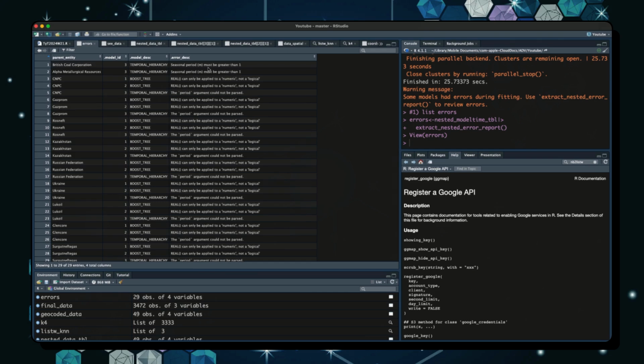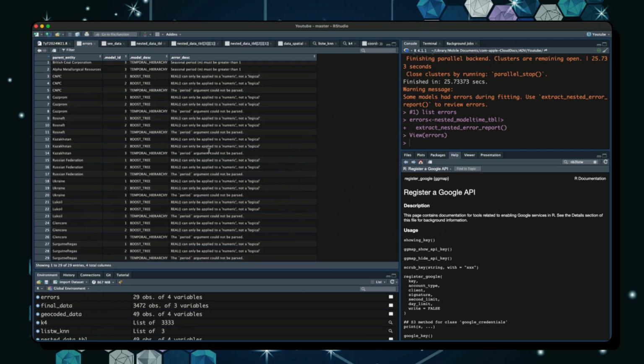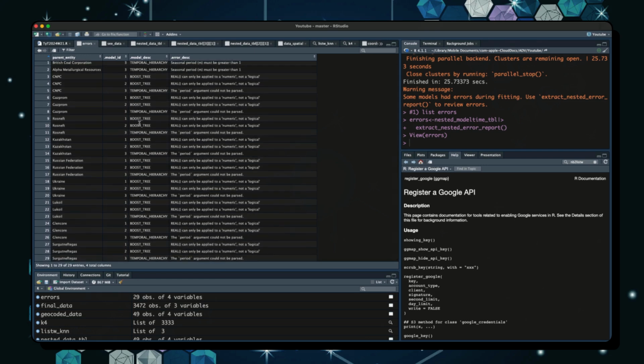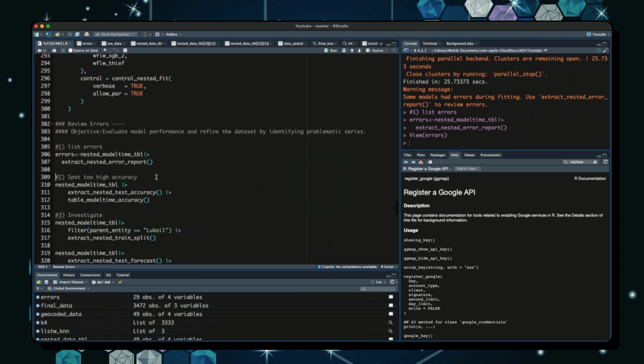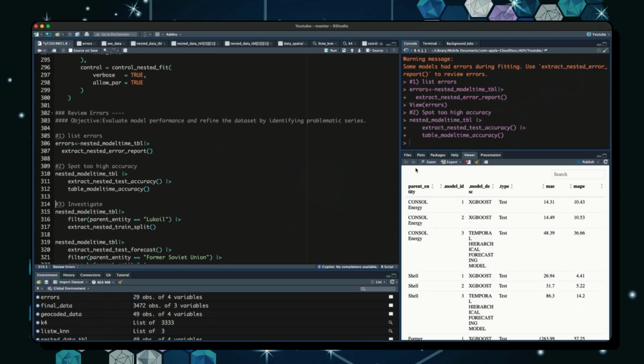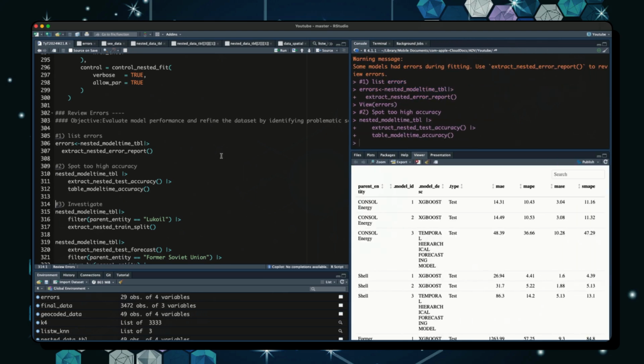So we have an error that says seasonal period M must be greater than 1. We have real can only be applied to numeric, not logical. The period argument could not be parsed. Okay. That's good. Also, we see the parent entity and the model name in which there are errors, but that does not give me any kind of information about what is the actual error. So let's look at it some other way.